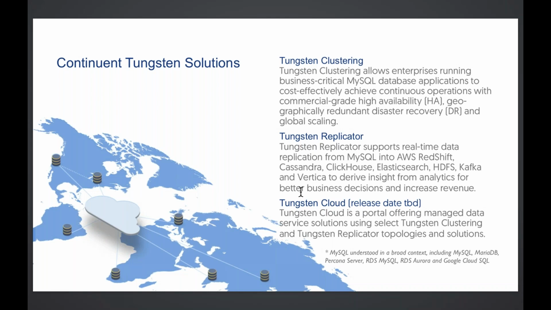So again, that's Tungsten Clustering for HA and DR, scaling and high performance reads. We've got Replicator to let you move that data out into other areas so that you can use it better and leverage your hardware and your environment in a better way. And ultimately, all of these things will be offered through Tungsten Cloud, which should be coming up sometime this year.